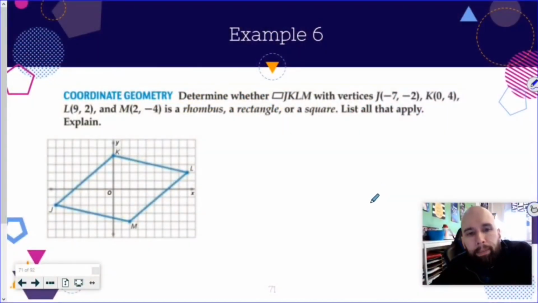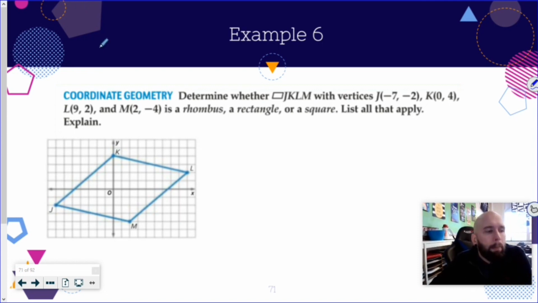What up, what up? All right, I am looking at a picture of what looks to be a quadrilateral, a four-sided figure on a coordinate plane, and my job is to find out if it's a rhombus, a rectangle, a square, or a combination of the three, or none of them. So this is what I need to do.